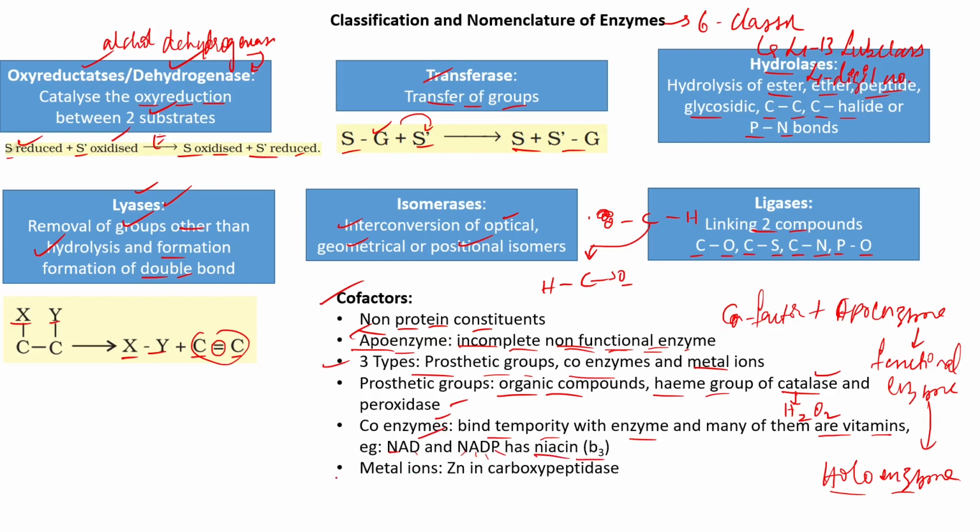And in some cases, you also find metal ions. For example, carboxypeptidase is actually a protease, remember. Now what is a protease? A protease is involved in breaking down proteins. Carboxypeptidase is an enzyme mainly involved in breaking down proteins, and it requires a metal ion called zinc. Right, so we have discussed some of the important points regarding enzymes.